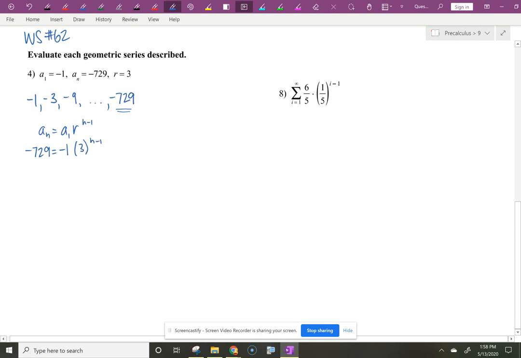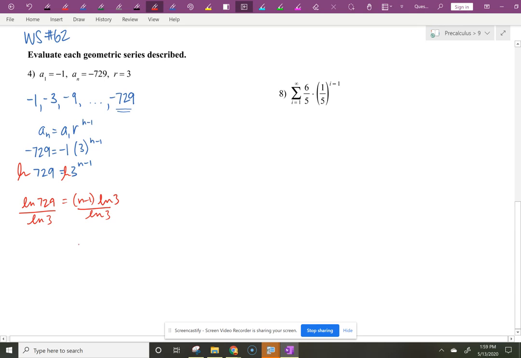Now that's kind of like brute forcing almost, except for at least now I have some mathematical means, like I would divide by -1 and get 729, and then I'd get 3 to some power. Now either I know what 3 to what power is 729, or I'm going to log both sides. I don't know which way you'd rather do, so maybe I will log both sides in case that comes in helpful later. So I would natural log both sides, and I would get ln of 729 is equal to n minus 1 times ln of 3. And then I can divide both sides by ln of 3.